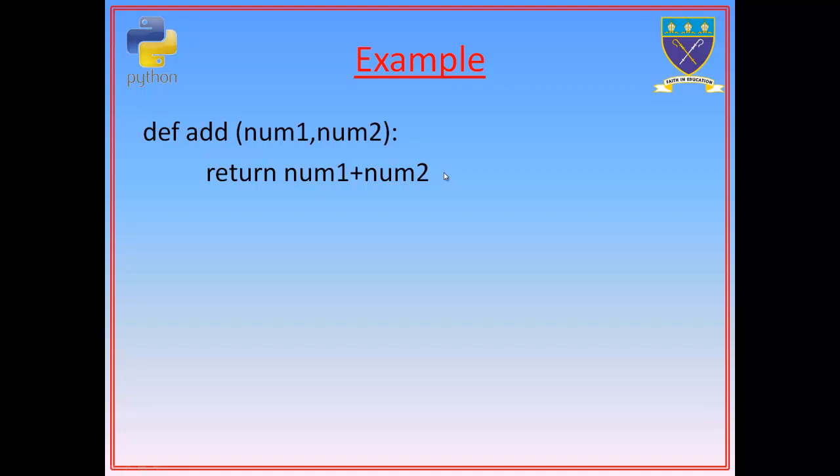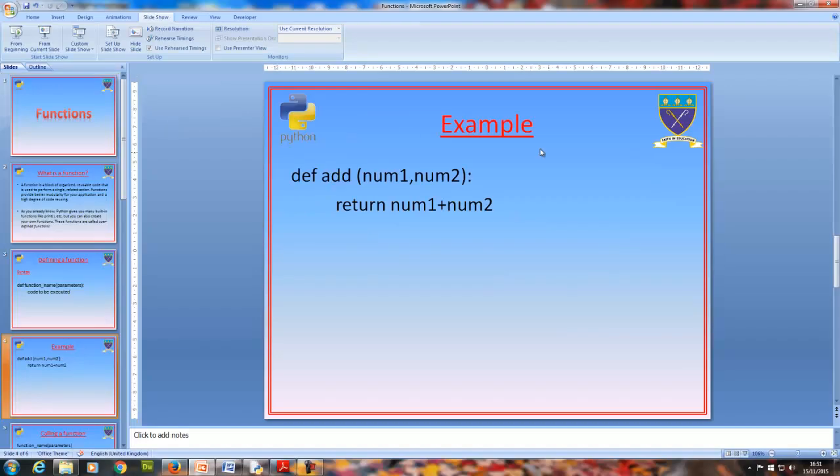Functions can return values, so I've asked it to return the result of adding these two variables, my parameters, together. So if I was to run this function, and I had 5 as my first number and 5 as my second number, what I would expect it to return is 10, because it's going to add the two numbers together. So that's how you write a really simple function. We're going to put that into Python now and see what happens. I'll copy and paste it just to speed it up a little bit.